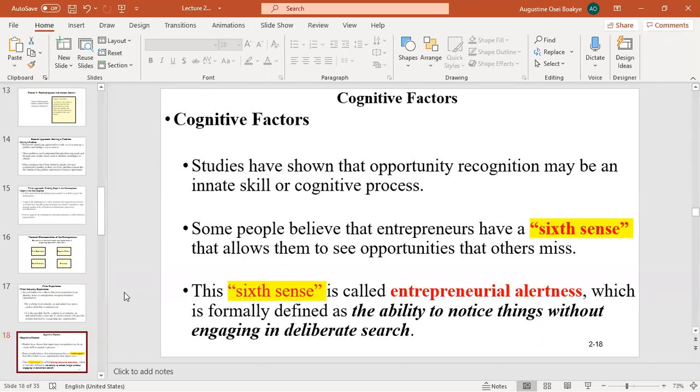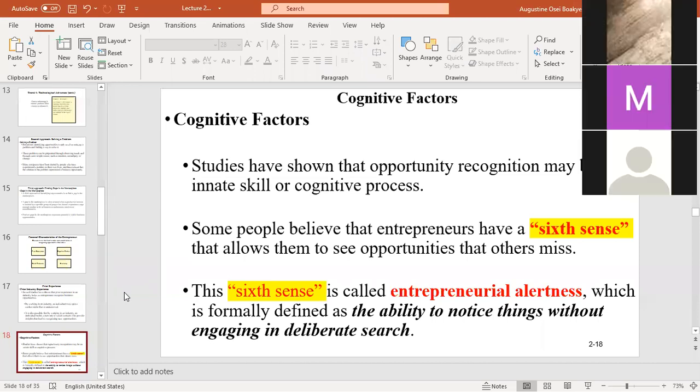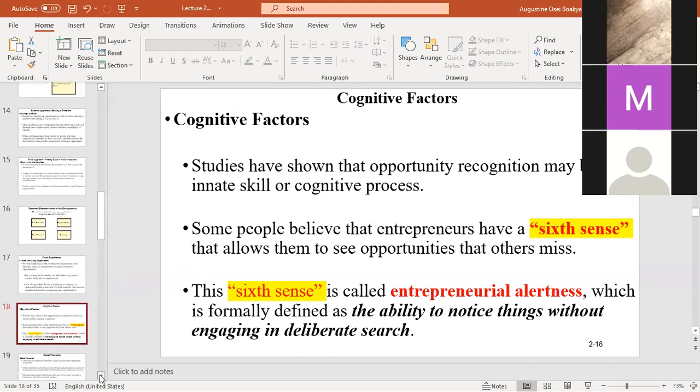Entrepreneurs are characterized as people that possess a sixth sense. And this sixth sense allows them to see opportunities which non-entrepreneurs ordinarily will miss. This sixth sense is what we caption as entrepreneurial alertness. So they pay attention to details in their business environment, and they do not take for granted opportunities when they lend themselves up.